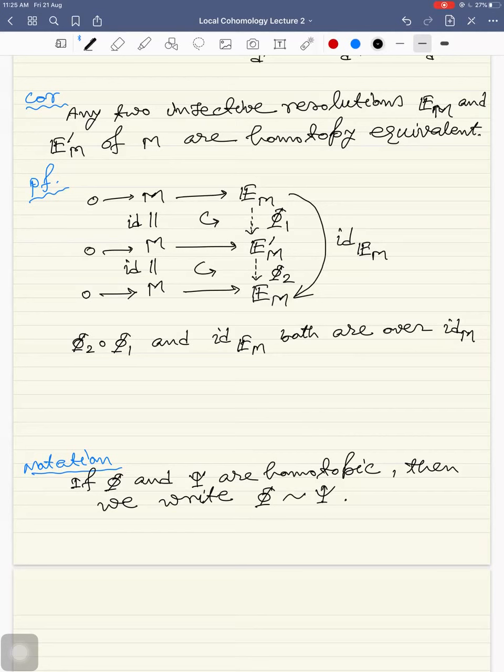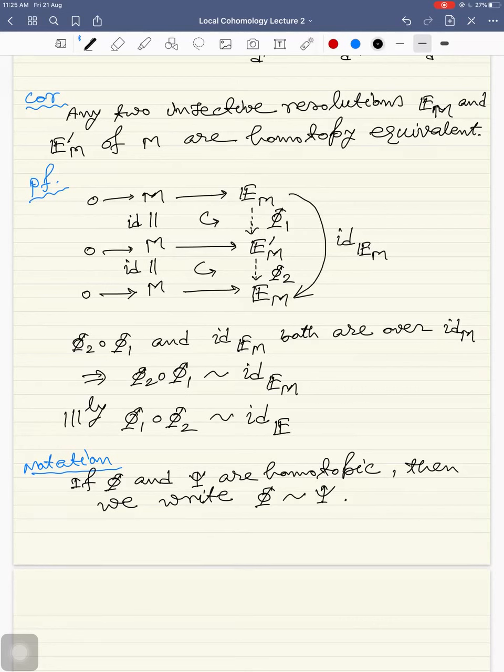By the previous proposition, second statement, we get that phi2 compose phi1 is homotopic to the identity map on the injective resolution of M. And similarly, phi1 compose phi2 is also homotopic to the identity map, but in this case it is the identity map on the second injective resolution. So this completes the proof, and in fact that is the meaning of homotopy equivalent.